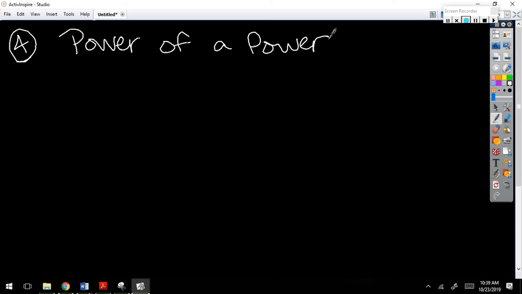All right, power of a power means I have a base that has a power, and I'm raising it to another power. Okay? Remember, whenever I'm multiplying and the bases are the same, I add the exponent. Now, whenever I have a power raised to another power, I multiply. So I do A times B.